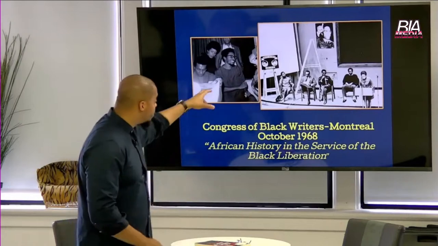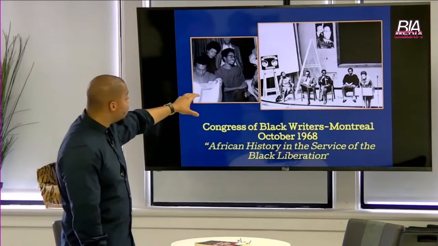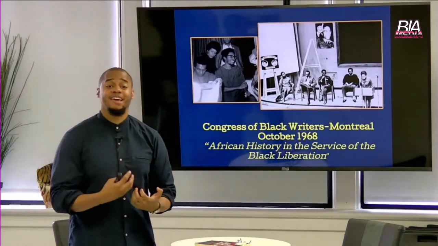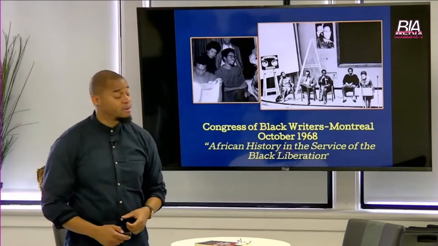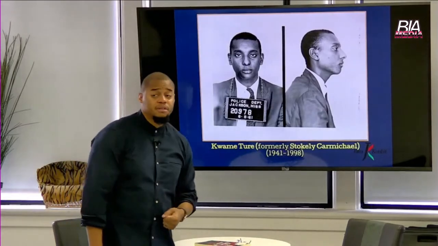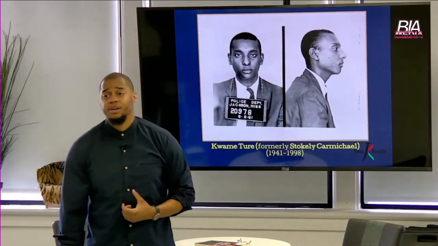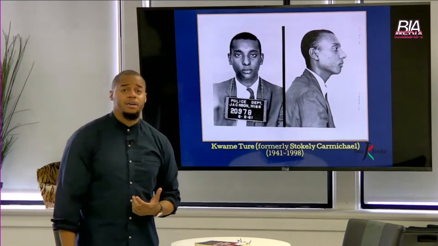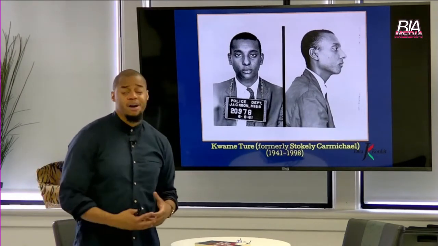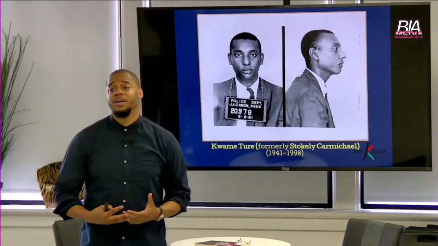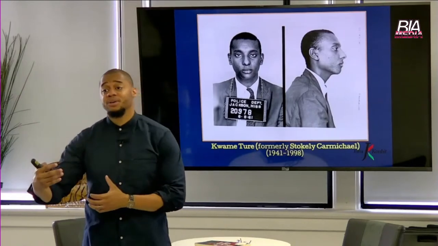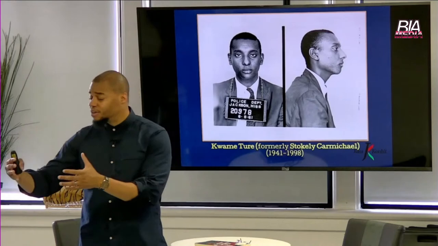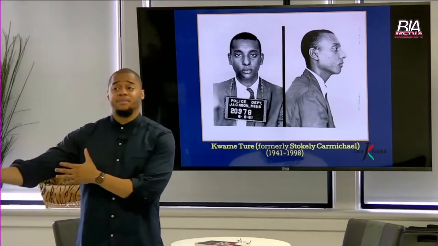So I mentioned at this Congress, one of the people that was articulating a lot of these same ideas of Walter Rodney was this man here, Stokely Carmichael, Kwame Ture. Stokely Carmichael, from Trinidad, he grew up in New York. Just like what Walter Rodney talked about, he went to university. A very bright student. He could have been one of those people that joined that middle class of black folks that got the education, got a nice job, didn't care about the masses of black people.